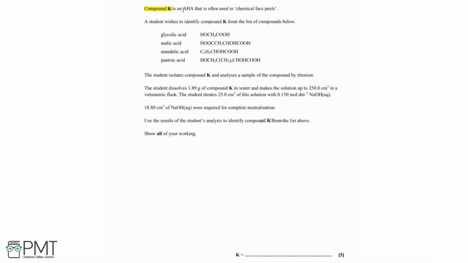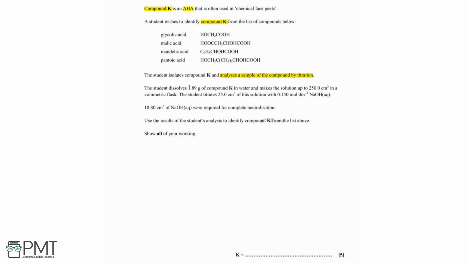Compound K is an alpha hydroxy amino acid that is often used in chemical face peels. A student wishes to identify compound K from this list of compounds below. So we've got glycolic acid, malic acid, mandelic acid, and pantoic acid. The student isolates compound K and analyses a sample of the compound via titration. And here's the method for our titration here with our key values.